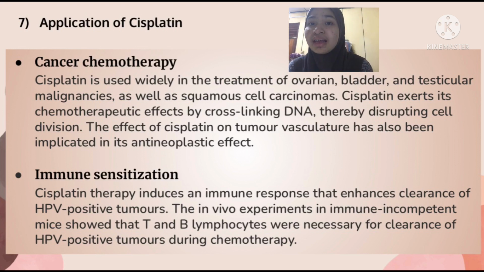In immune sensitization, cisplatin therapy induces an immune response that enhances clearance of HPV positive tumors. The in vivo experiment in immune incompetent mice showed that T and B lymphocytes were necessary for clearance of HPV positive tumors during chemotherapy.